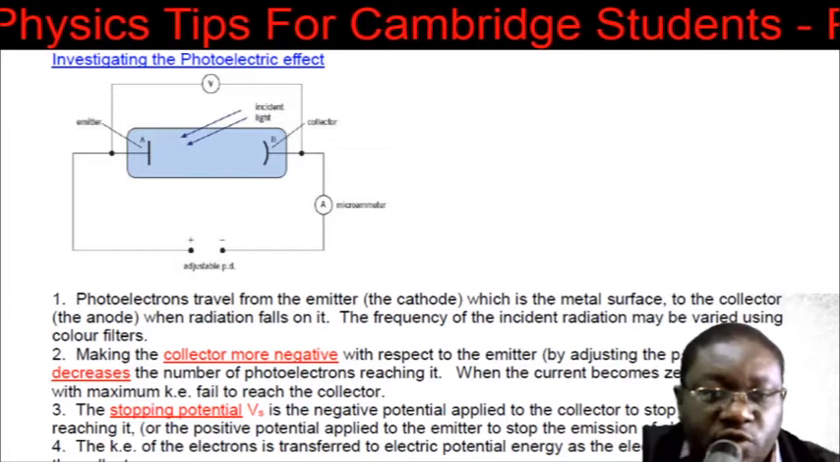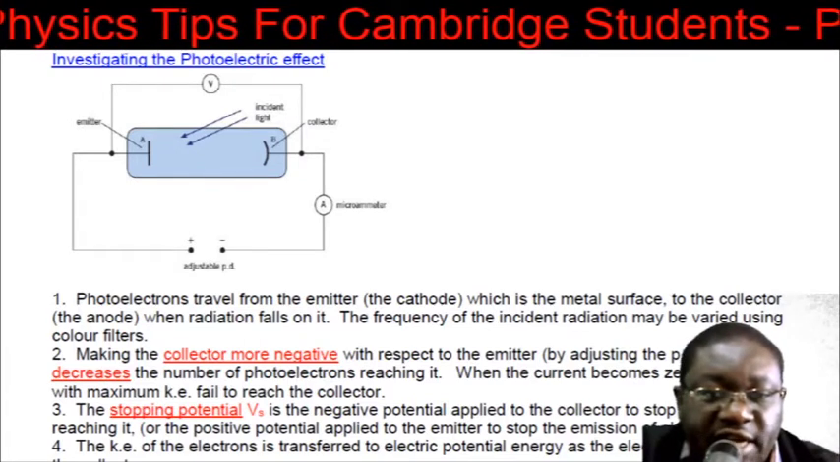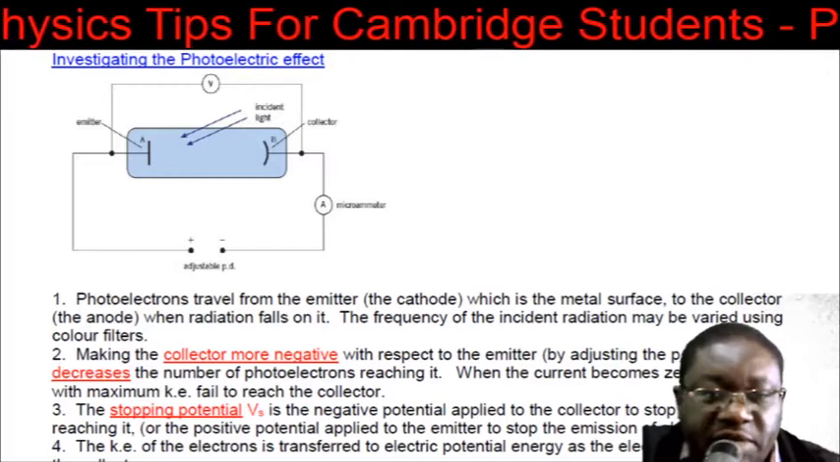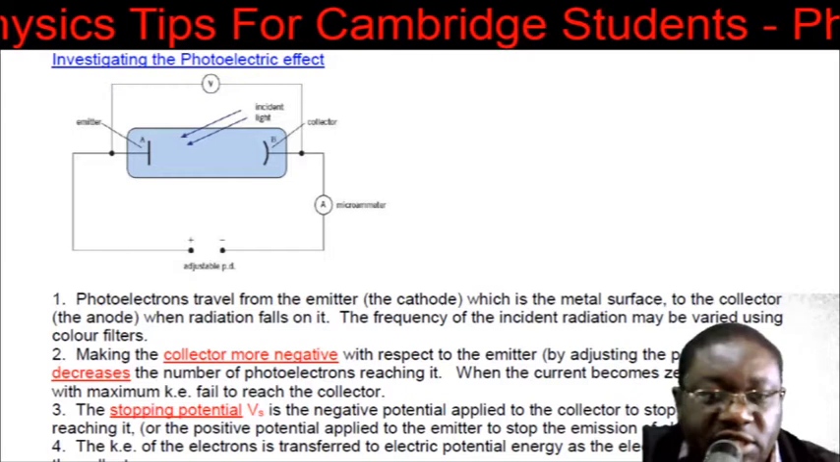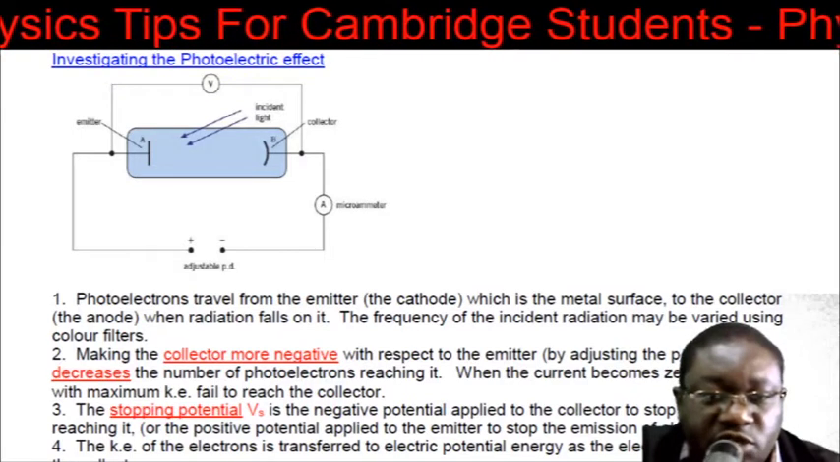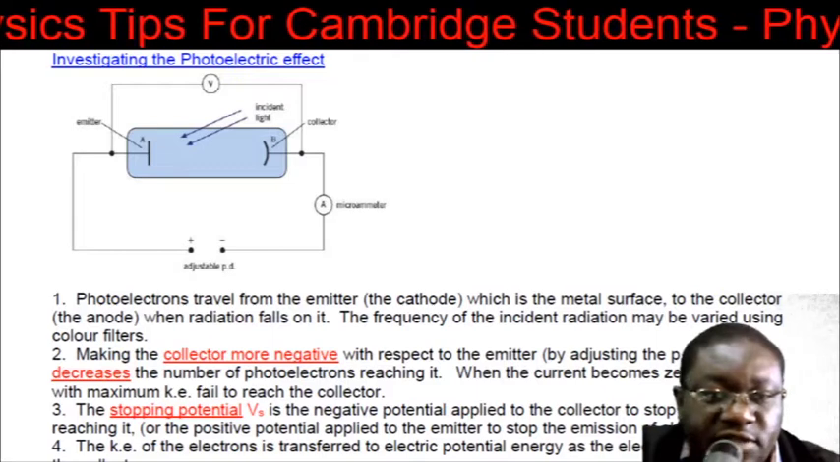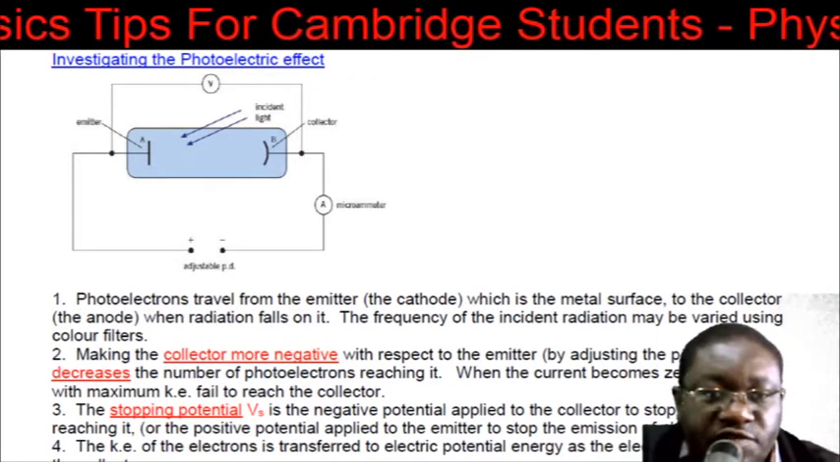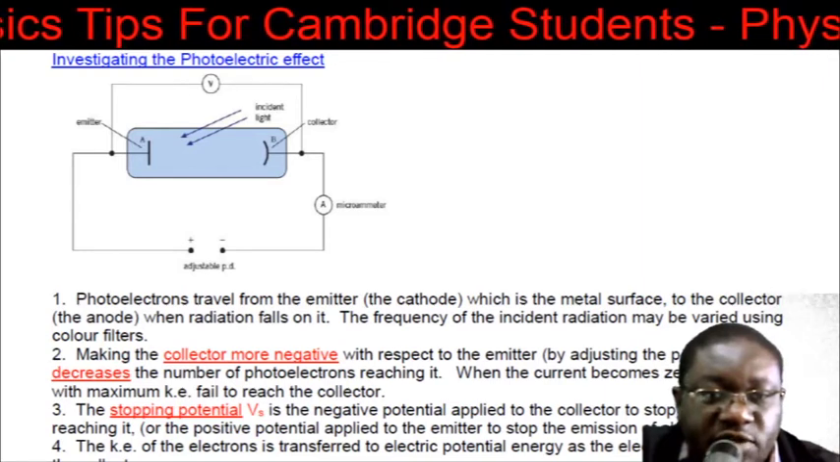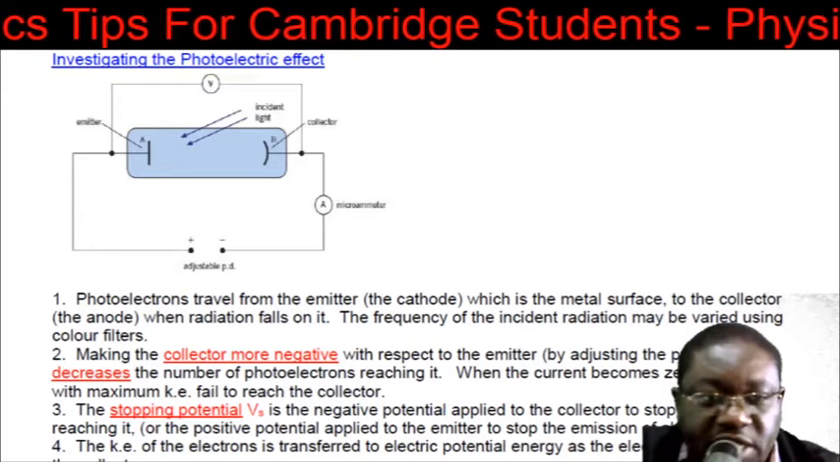so how do you know? You know through this microammeter. You start having the current decreasing on the microammeter, a very small current, and then you keep on adjusting until you've got zero deflection, or zero showing there on the microammeter. That means that those electrons with the maximum kinetic energy have been stopped. We then read off the PD that is displayed on the voltmeter. That is called the stopping voltage or the stopping potential.